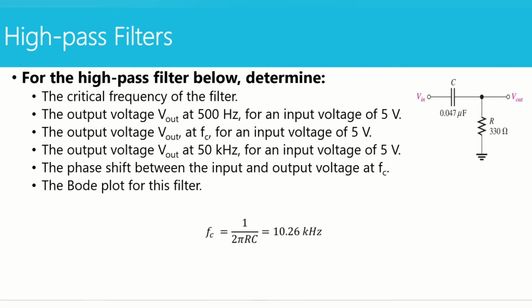So we'll start with the critical frequency. We have 1 over 2 pi RC. Comes out to be 10.26 kilohertz. Our phase shift is going to be the inverse tangent of XC over R. And at the critical frequency that we just calculated, your phase shift is going to come out to be a positive 45 degrees.